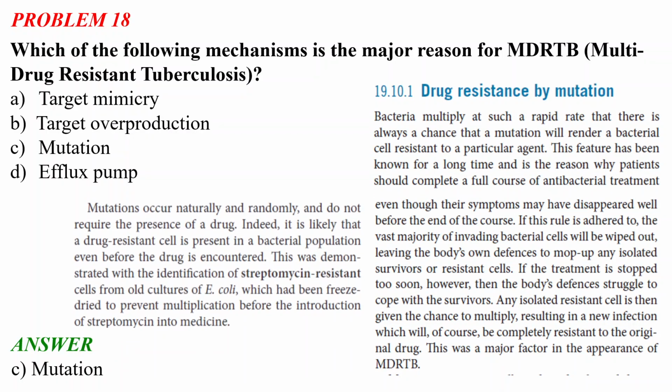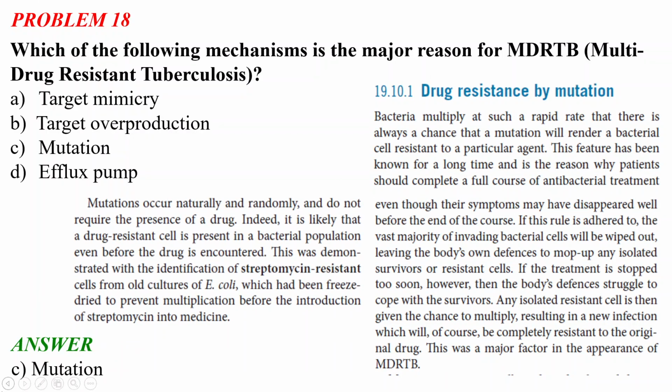Basically, the bacteria multiply at such a rapid rate that there is always a chance that a mutation will render the bacterial cell resistant to a particular agent. This feature has been known for a long time as a reason why patients should complete a full course of antibacterial treatment, even though the symptoms may have disappeared well before the end of the course. This is a rule adhered to because the vast majority of invading bacterial cells will be wiped out, leaving the body's own defenses to mop up any isolated survivor or resistant cell.